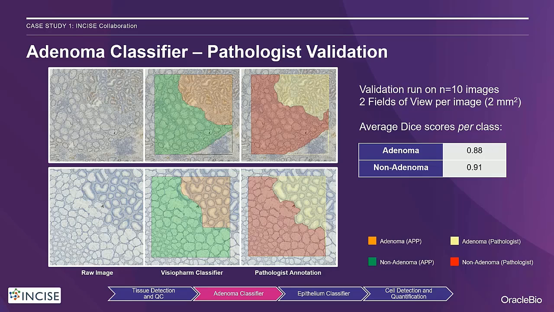And then based on these readouts, we were able to calculate the dice score for each class and for each image. So then once we got the readouts, we averaged them all. So we achieved on average a dice score of 0.88 for the adenoma class and 0.91 for the non-adenoma class, which is well within our quality standards.